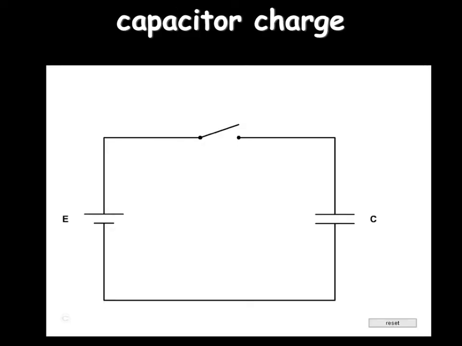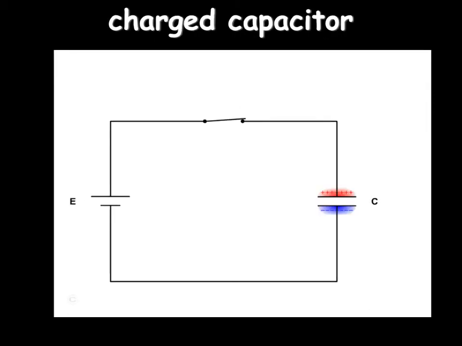So you charge a capacitor by simply connecting it to a cell, battery, or power source. Electricity in the form of electrons runs round the circuit until there is a charge difference created across the capacitor, at which point the current stops flowing. There you are. That's a charged capacitor. Now the capacitor is charged, there is no current.